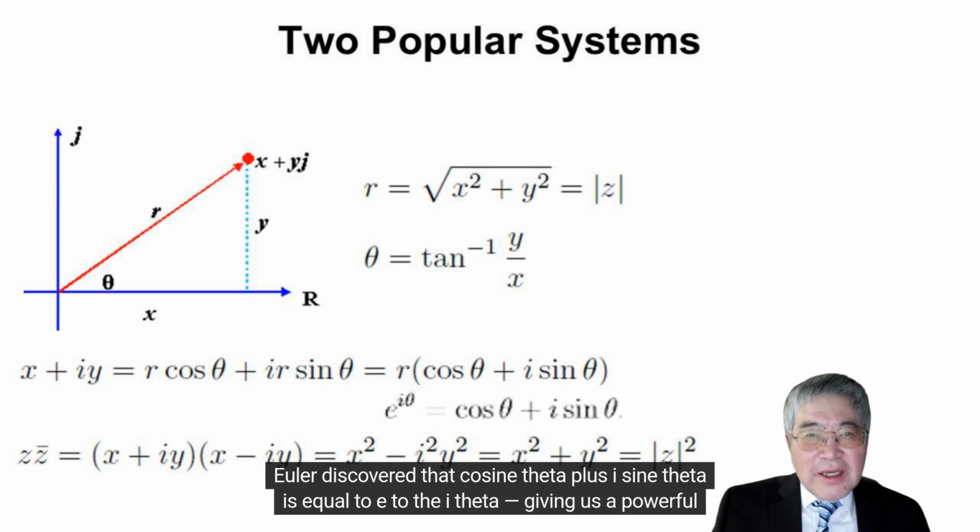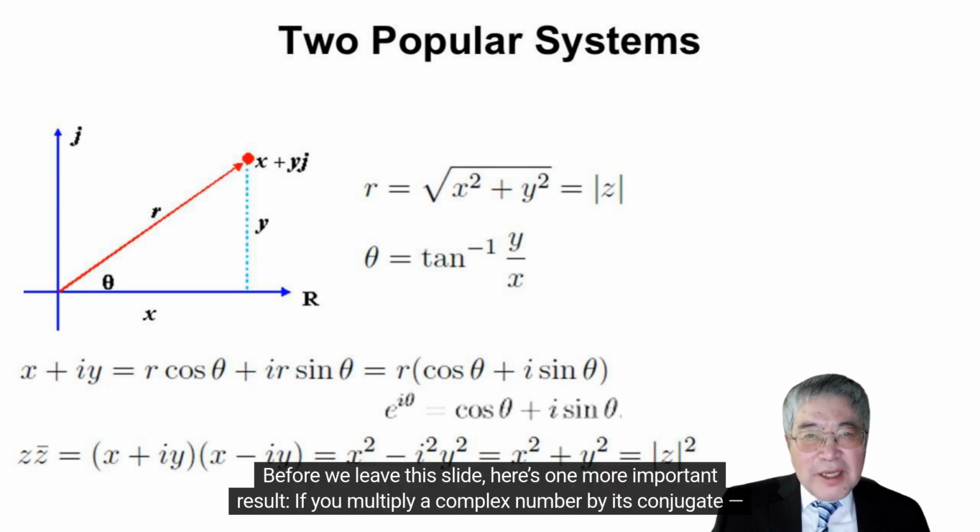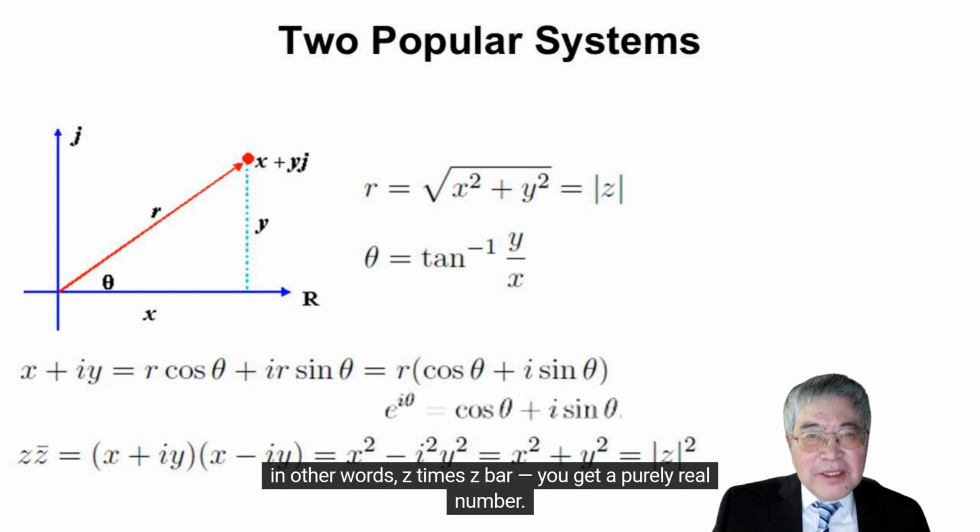Euler discovered that cosine theta plus i sine theta is equal to e to the i theta, giving us a powerful exponential representation of complex numbers. Before we leave this slide, here's one more important result. If you multiply a complex number by its conjugate, in other words z times z bar, you get a purely real number. Let's walk through it.